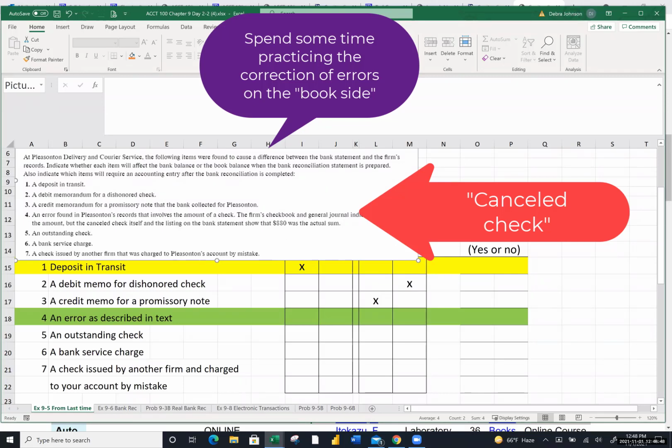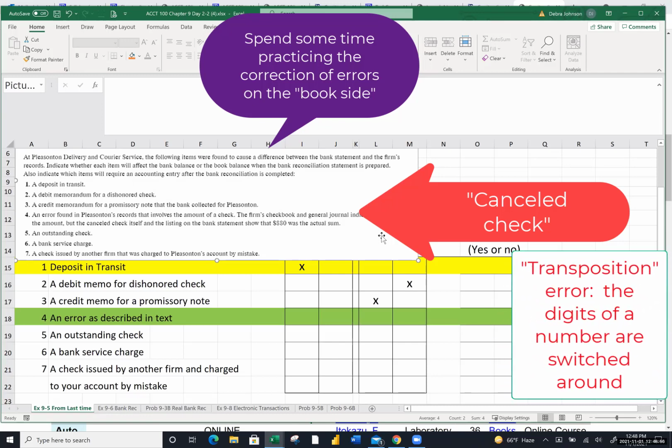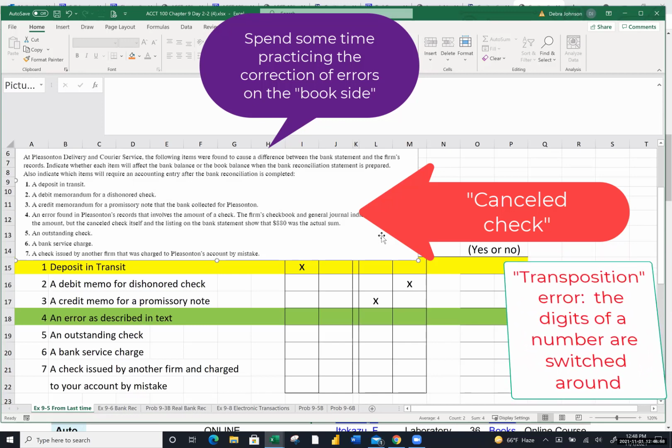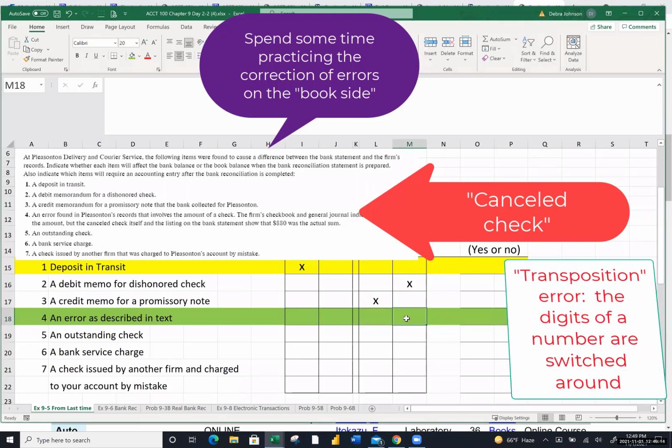We only recorded 808. By the way, that's an example of a transposition error that I make all the time, where you switch or transpose two digits. So what happened there is we didn't take out enough money. We only took 808 out on our side. So that would be an error on our side, and to fix it, in this case, we would need to take more money out.